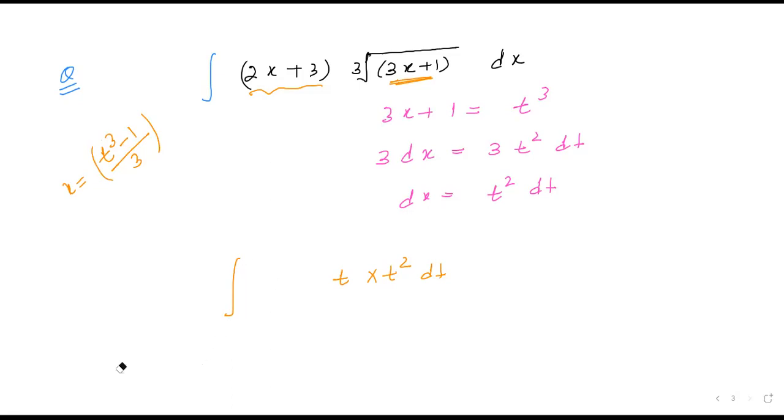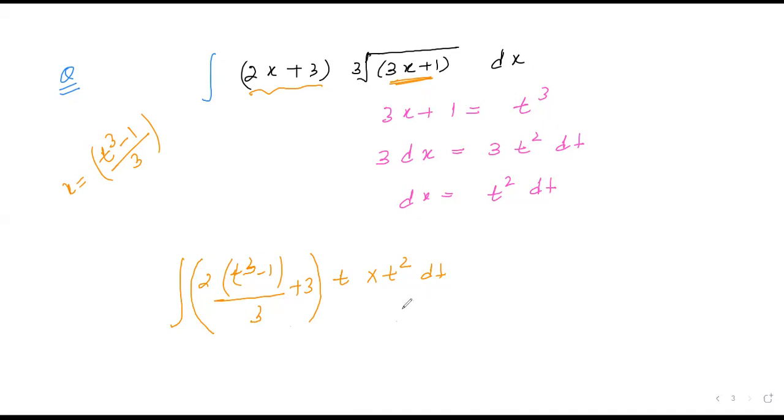So now you can write this overall integral as integral 2 into (t square minus 1) whole divided by 3 plus 3, right? Basically, here I put x as (t cube minus 1) divided by 3. So you will get 2 into (t cube minus 1) divided by 3 plus 3, into t square dt. Now you can see it is a very simple form and you can very easily integrate this one.